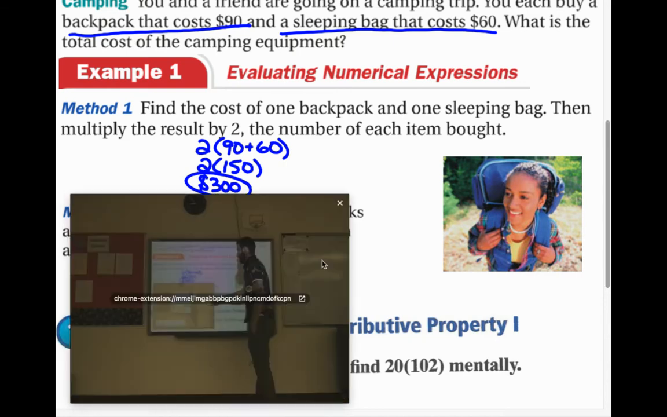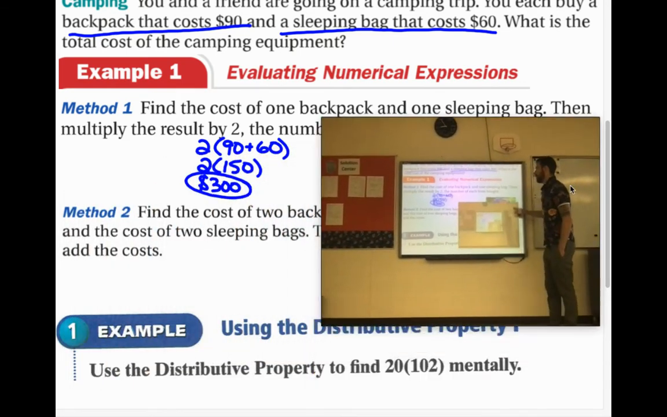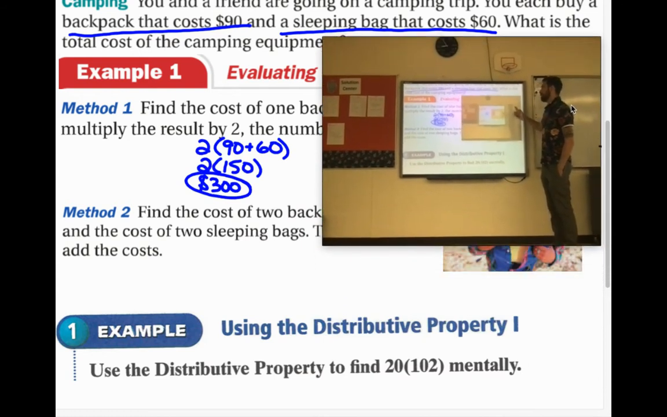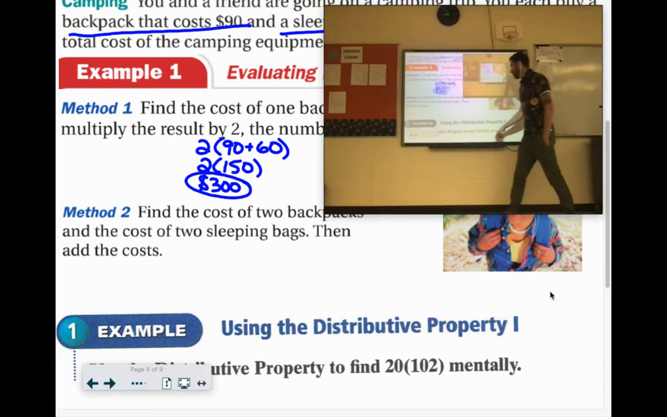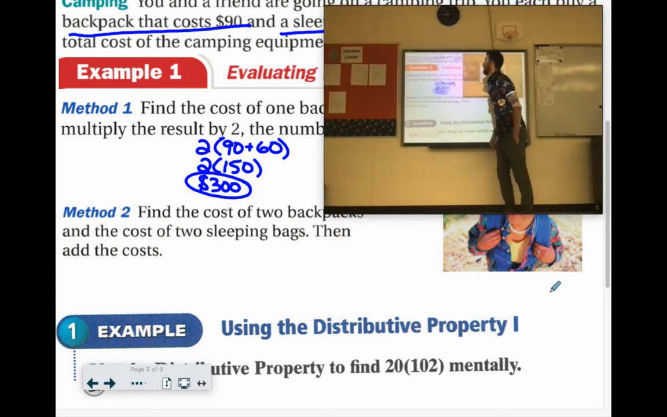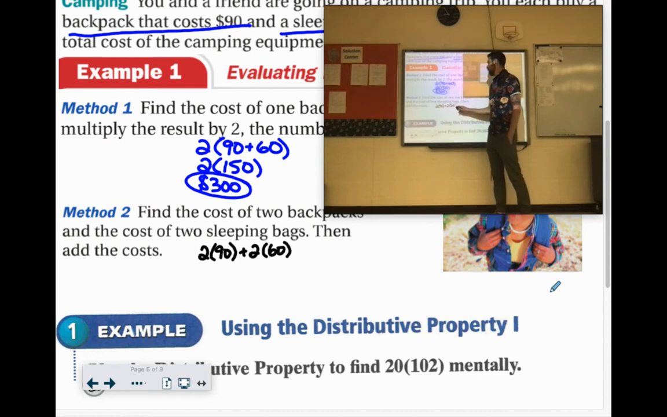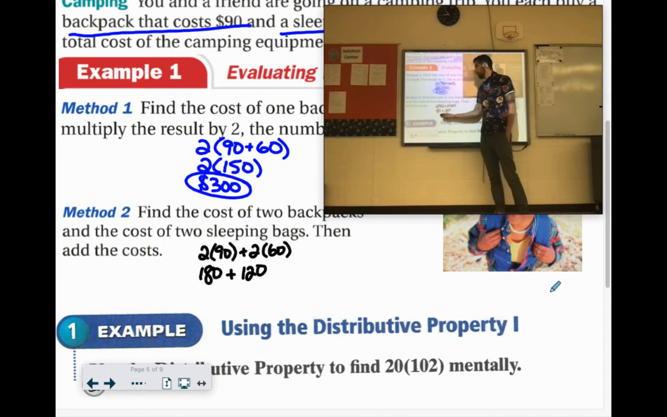So let's try it a different way. Find the cost of 2 backpacks and the cost of 2 sleeping bags, then add the cost. The backpack was 90. So we'll say 2 times the 90 plus 2 times 60, and then we will add those together. 2 times 90 is 180. 2 times 60 is 120. 180 plus 120 also gets us $300.